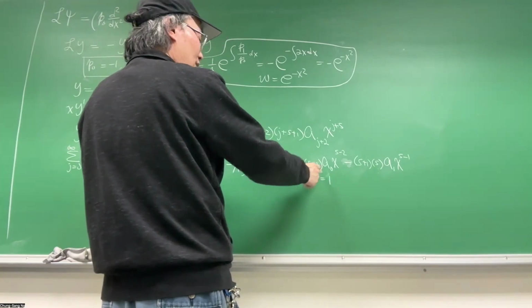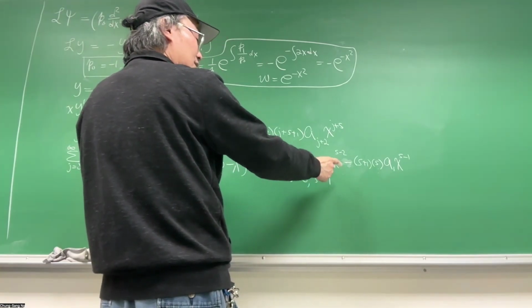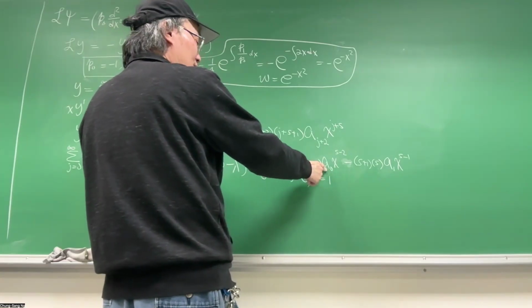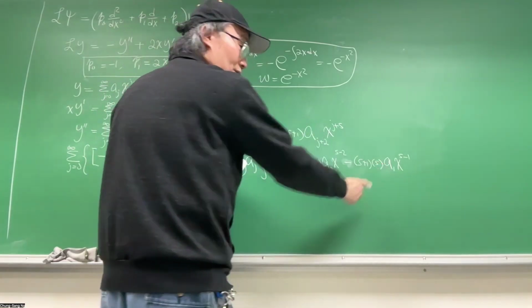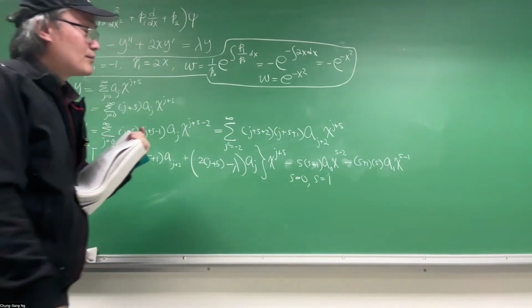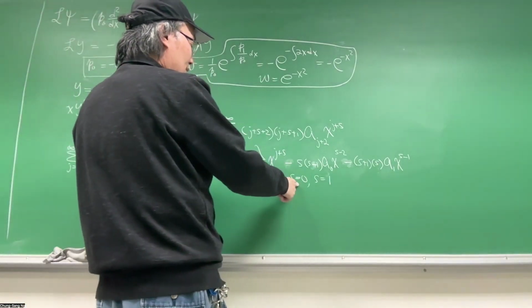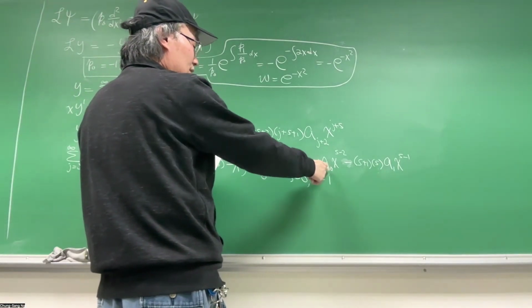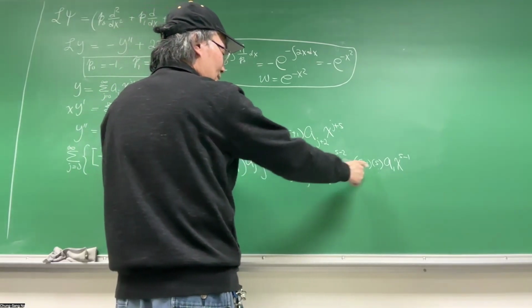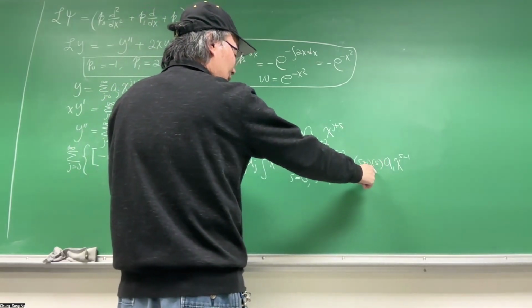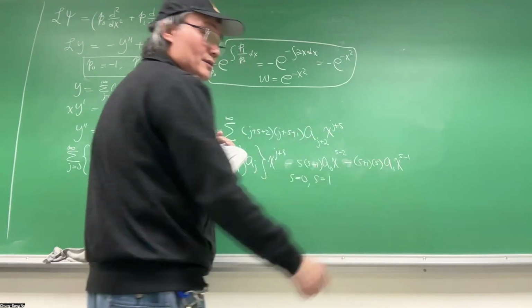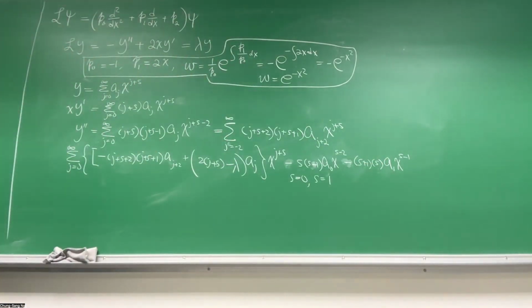But then for the first solution, you set A sub 0 non-zero, A sub 1 to 0. So you get one solution. But the other solution is still S equals 0, but you choose A sub 0 to 0, but A sub 1 is non-zero. Then you generate the other solution.